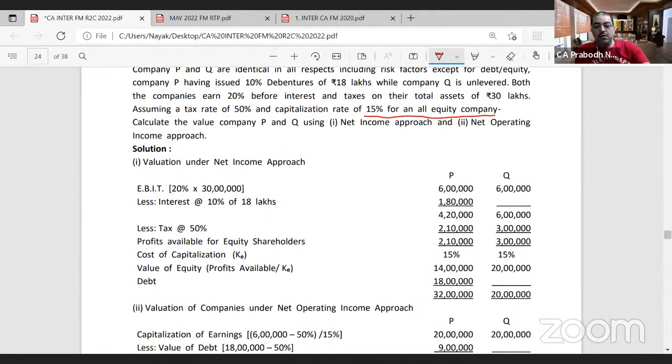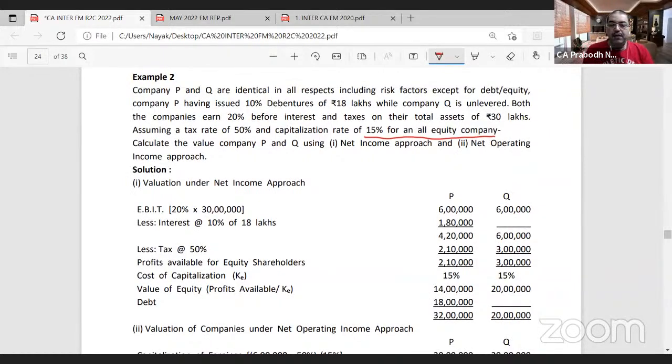So, valuation under the net income approach. What do we start with? We start with EBIT. They have given that companies earn 20% before interest and taxes on the total assets of 30 lakhs. That means that EBIT is 20% of 30 lakhs. So 20% of 30 lakhs will come to 6 lakhs.